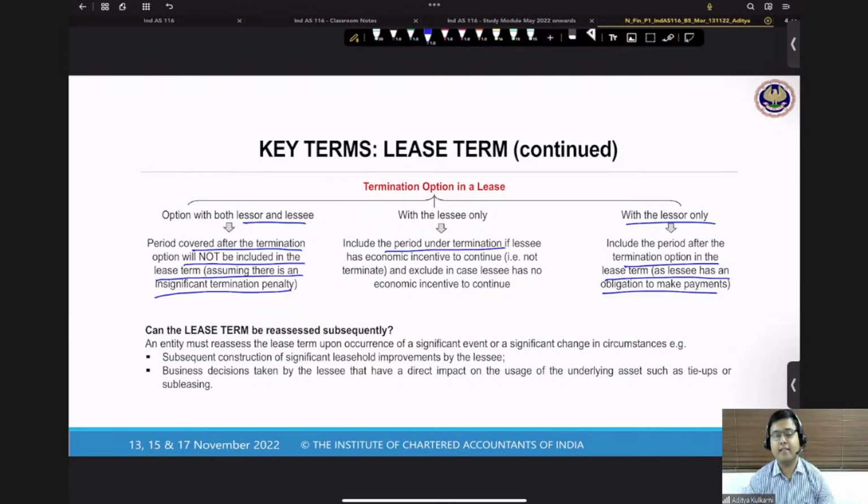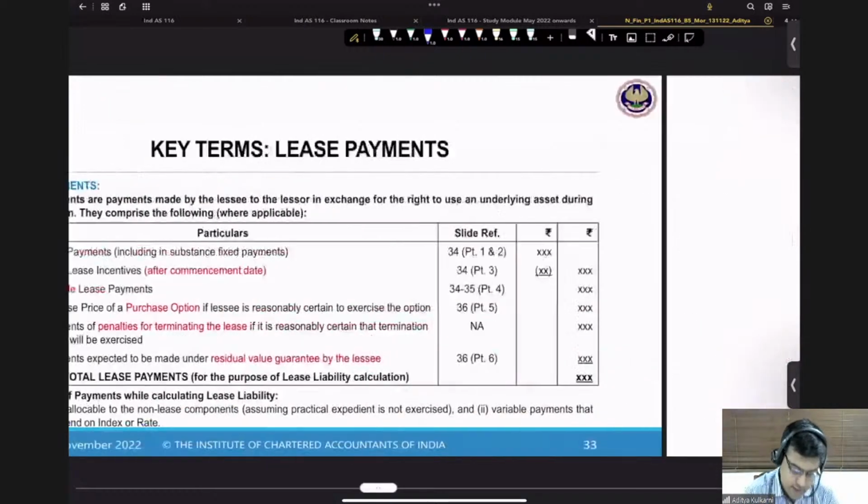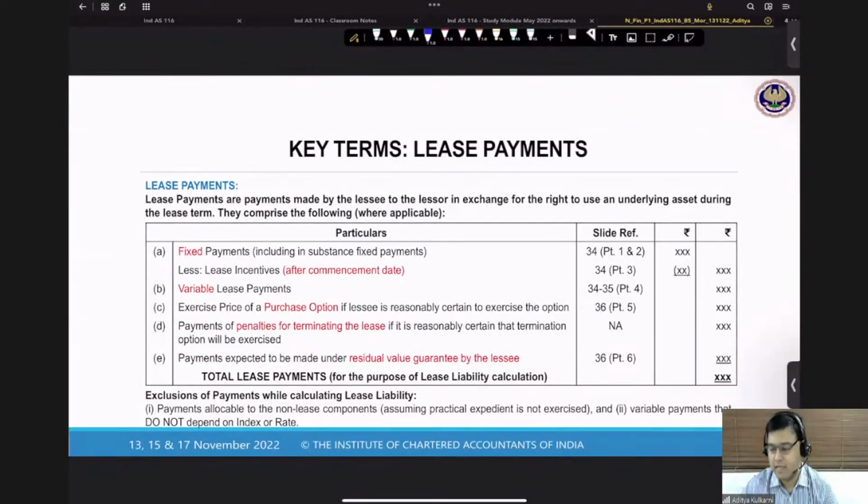Is it okay? So can the lease term be reassessed subsequently? Yes, if there is a change in circumstances. Okay, you are permitted to reassess that. Is it okay? Yes. Have we understood lease payments completely? Whatever I have discussed is there in the presentation. You should not face any difficulty in that. All clear?